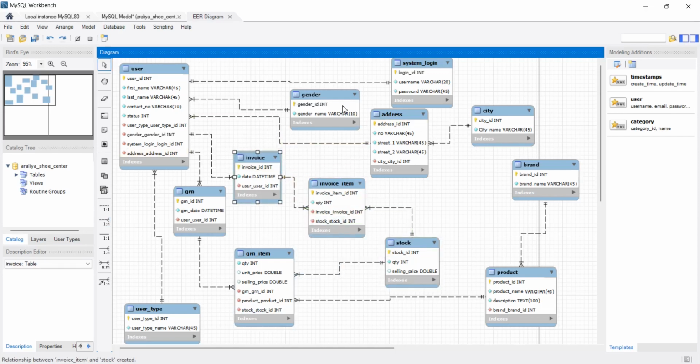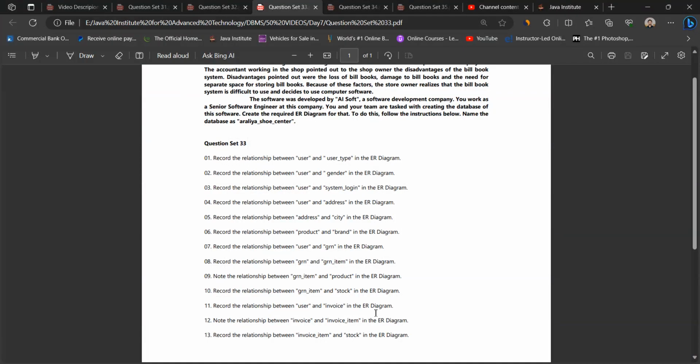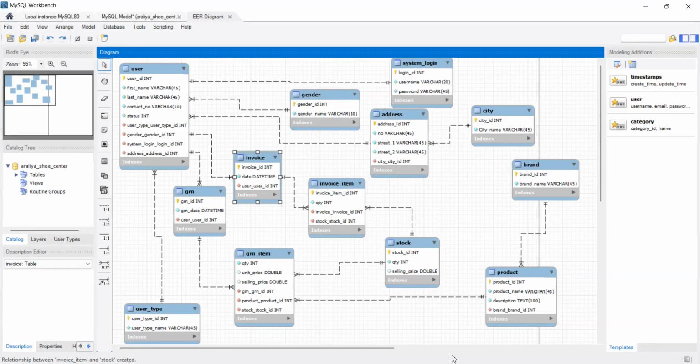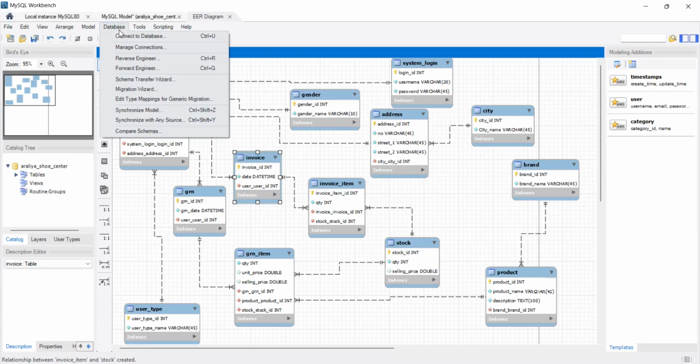So that's it. So those are the relationships that we have to determine. So at the end you need to forward engineer.